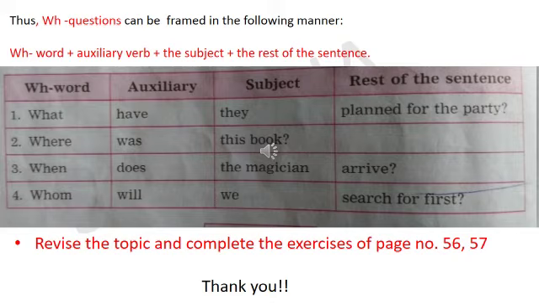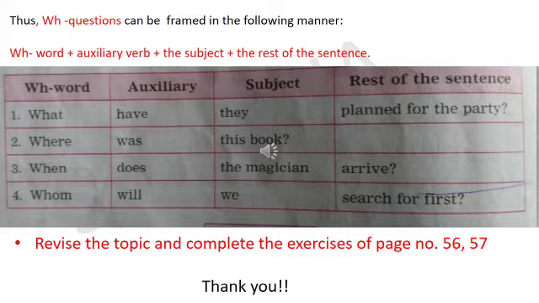Thus, the WH questions can be framed in the following manner. Look at the table on the screen. First, WH word, then auxiliary verb, then the subject, then the rest of the sentence. So, what have they planned for the party? Which is the auxiliary verb here? Have. And which is the WH word? What. And which is the subject? They. Rest of the sentence: planned for the party.